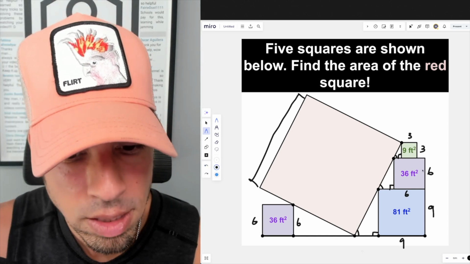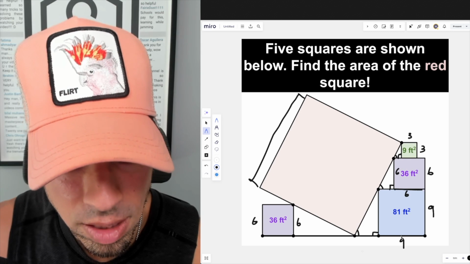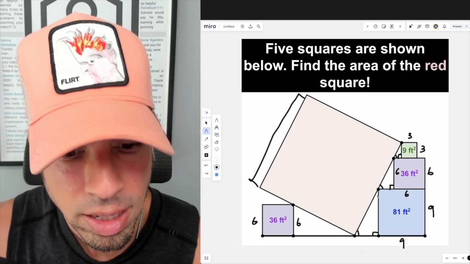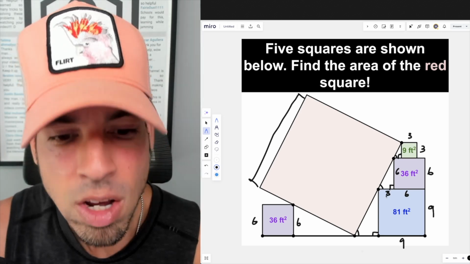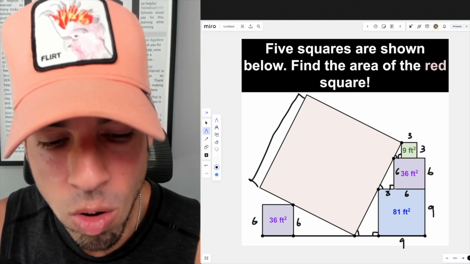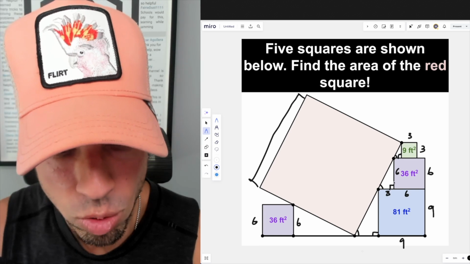So first of all, I see that this side length is 6 right here. And if this is 6 and this whole thing is 9, I can see that this right here has to be 3, right? The difference of 9 and 6. So now I can see that all of these right triangles have a 1:2 ratio for the 2 legs, okay?